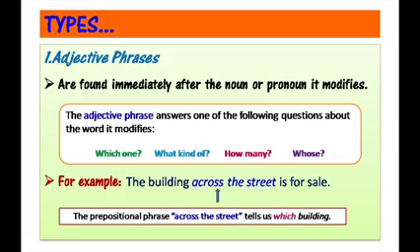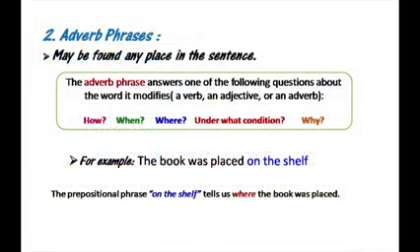Adjective phrases are found immediately after the noun or pronoun they modify in a sentence. The adjective phrase answers one of the following questions about the word it modifies. The questions are which one, what kind of, how many, whose. Here is an example. The building across the street is for sale. The prepositional phrase across the street tells us which building. Thus, the adjective phrase answers the question which building.